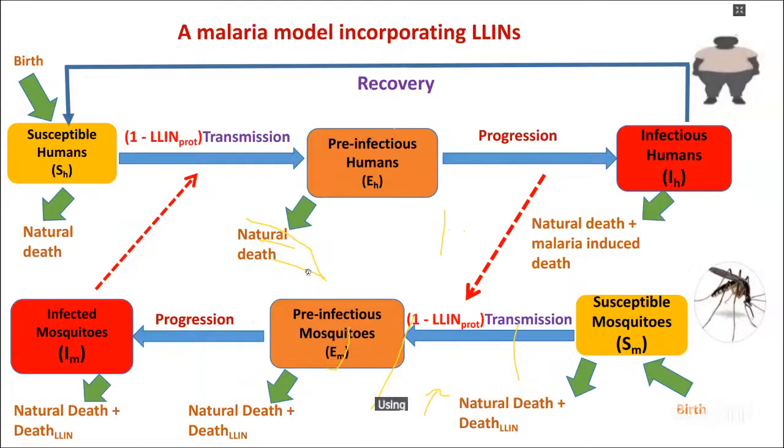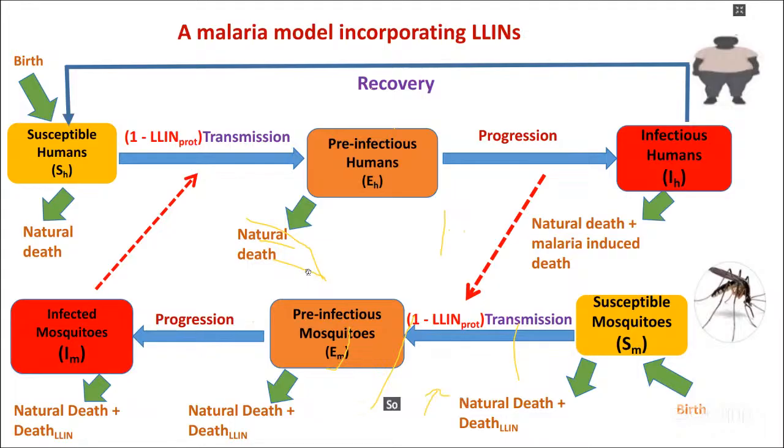So maybe in that LLIN there are big holes in it, or the chemical, the insecticide, has faded, so the mosquito can pass, there's no barrier. You say that the protective effectiveness is zero, and there's no difference between somebody using it and another person that is not using LLIN. So this is how we can incorporate an intervention, say LLIN, into the malaria model.